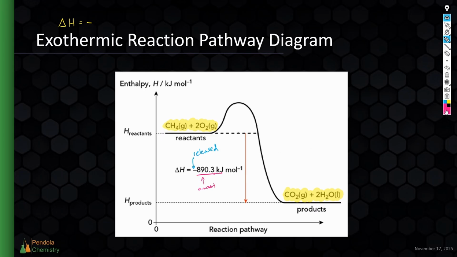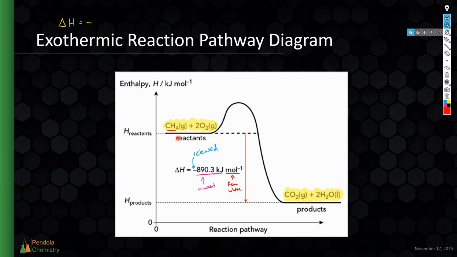And then the mole tells me from where, right? From a mole of, in this case, methane being burned. So released, it's negative, it's exothermic. 890.3 kilojoules is the amount of energy being released, by a mole of methane in this case. So that's the y-axis and the difference between the reactants and the products in an energy level diagram.